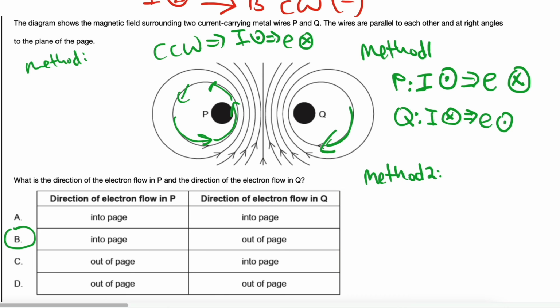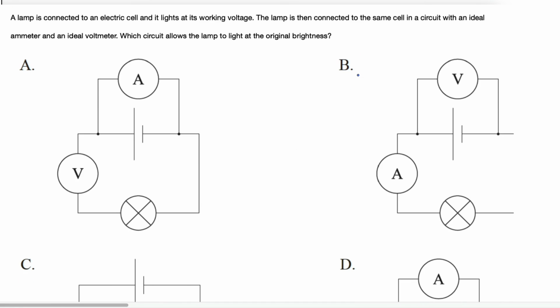And for Q here, this is what direction? This is the clockwise direction. B is the clockwise direction. So current will be pointing what direction? Pointing out of the page, sorry. So electron flow will point into the page, which also gives you the answer B. So two different methods. You can use either one.